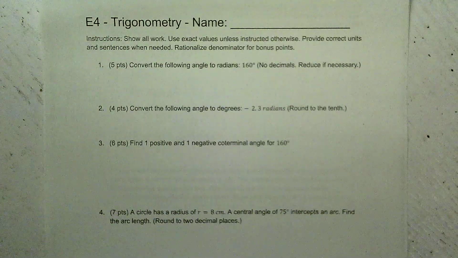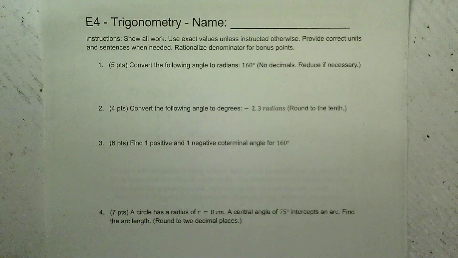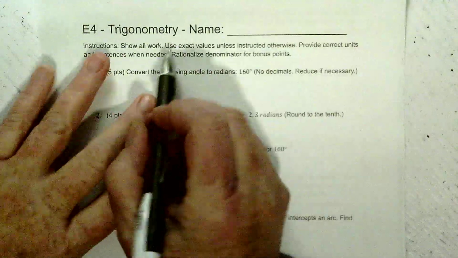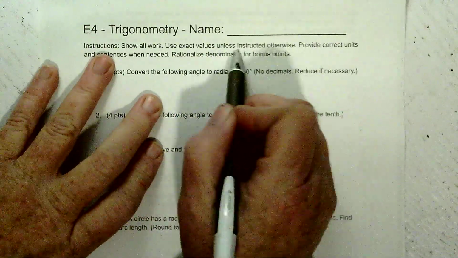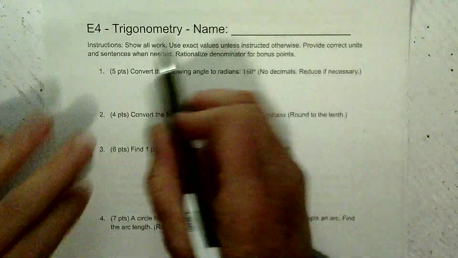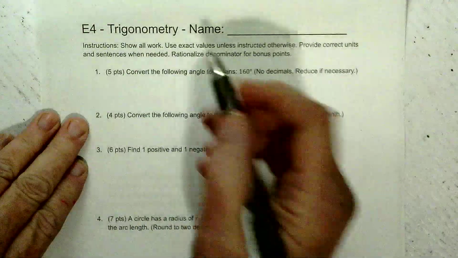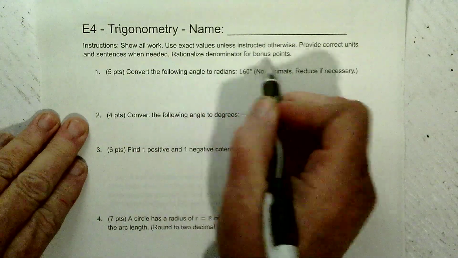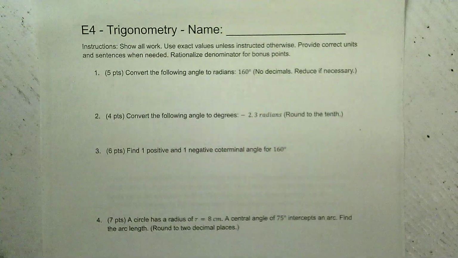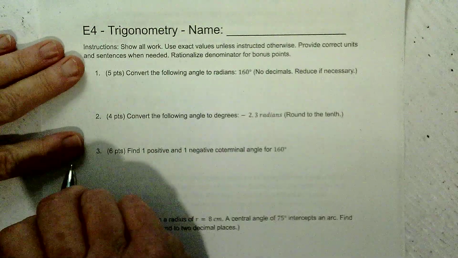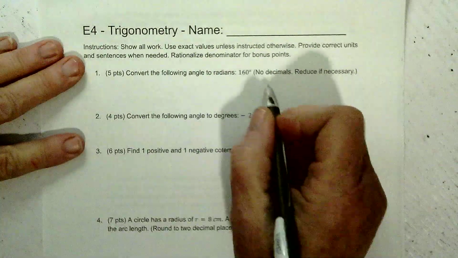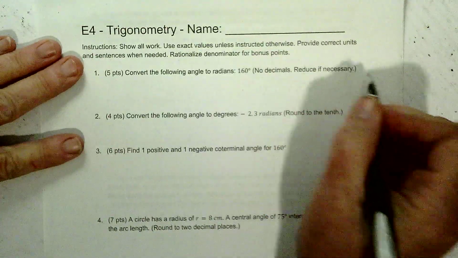It says convert the following angle to radians. So the first thing you need to see here is use exact values. Show all work. Use exact values unless otherwise instructed. Provide correct units and sentences when needed, which I refer to in here, and rationalize your denominator for bonus points. Okay, so convert the following angle to radians. It is currently at 160 degrees. We want to convert to radians. No decimals, reduce if necessary.